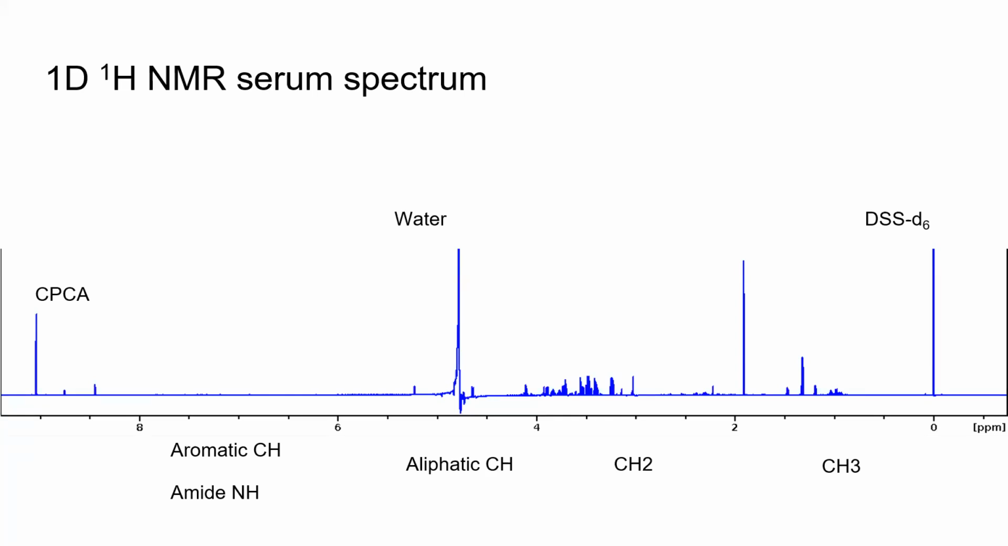So going from left to right, we have aromatic and amide peaks on the left-hand side, and then CH, CH2, and CH3 from different molecules as you go to the right. What we want to do is identify what all these peaks are and quantify how much of each compound is in this sample.